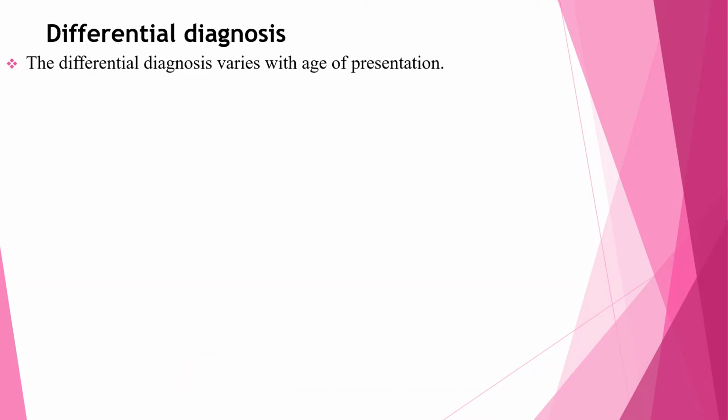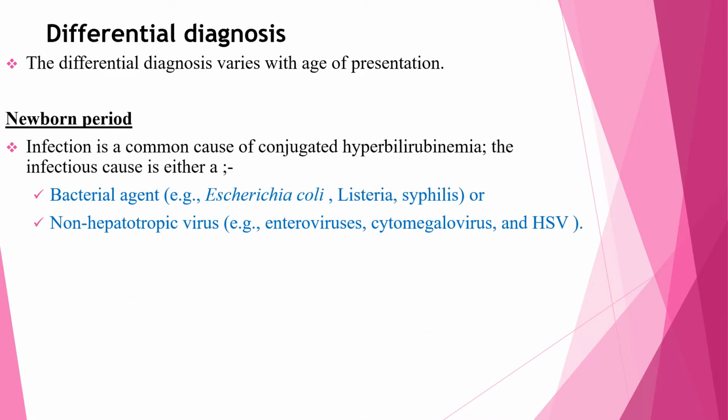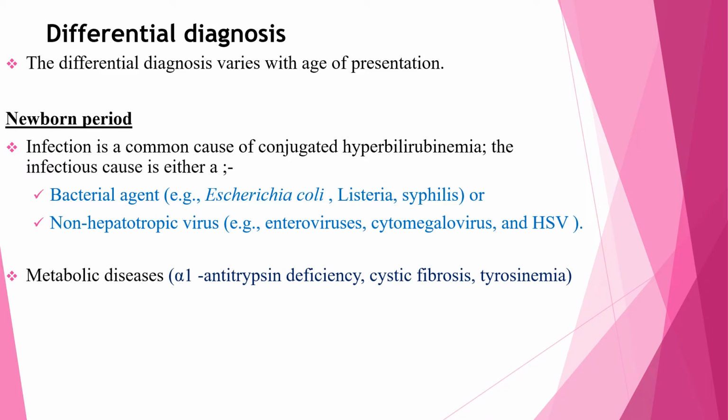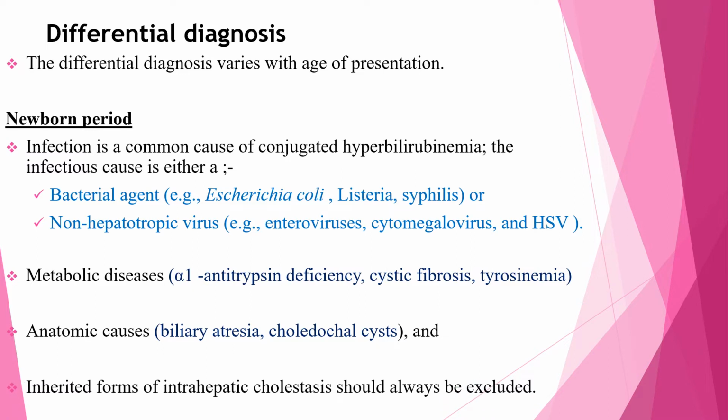Regarding differential diagnosis, it varies with age of presentation. During the newborn period, infection is a common cause of conjugated hyperbilirubinemia, and the infectious cause is either a bacterial agent or a non-hepatotropic virus such as enterovirus, CMV, and herpes simplex virus. Also during the neonatal period, metabolic diseases such as alpha-1 antitrypsin deficiency, CF, and tyrosinemia can be differential diagnoses for viral hepatitis. Anatomic causes such as biliary atresia and choledochal cyst are other differentials, and inherited forms of intrahepatic cholestasis should always be excluded.